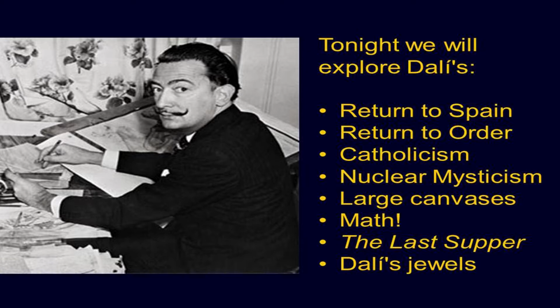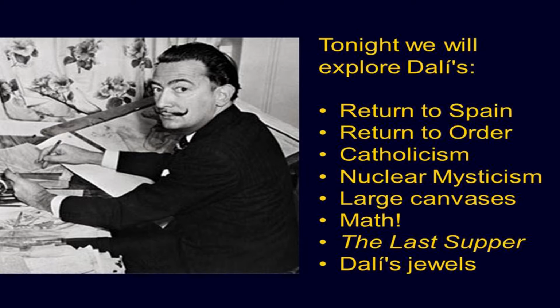So tonight what we're going to be talking about and looking at are Dali's return to Spain, the return to order, essentially classicism, and how that affects his work, certainly Catholicism, which will inform every aspect of what we're looking at tonight, the term Dali kind of links all these ideas together under, which is nuclear mysticism. We're going to look at a lot of large canvases. This is the period of the large canvas. We're going to see a little bit of math, unfortunately. We are going to hear a little bit about the Last Supper and perhaps look at some jewels along the way. So this is a pretty concise period of time.